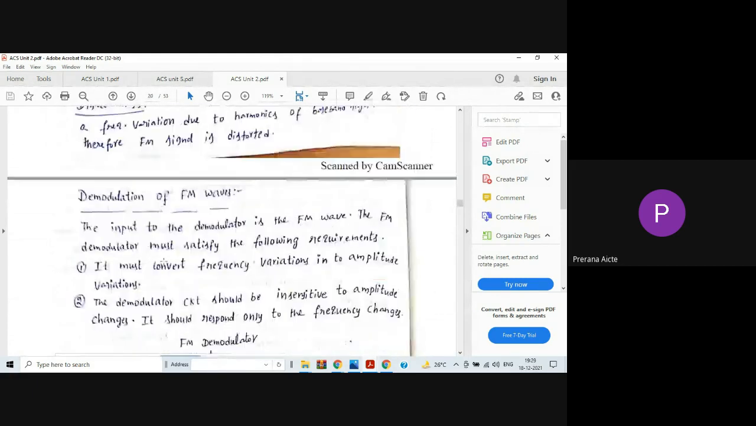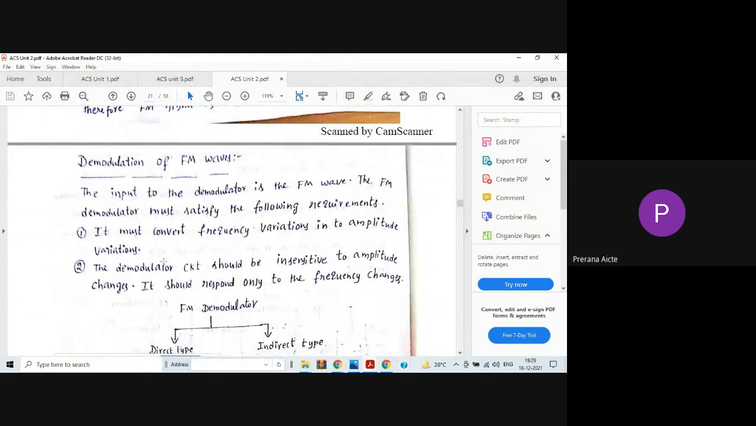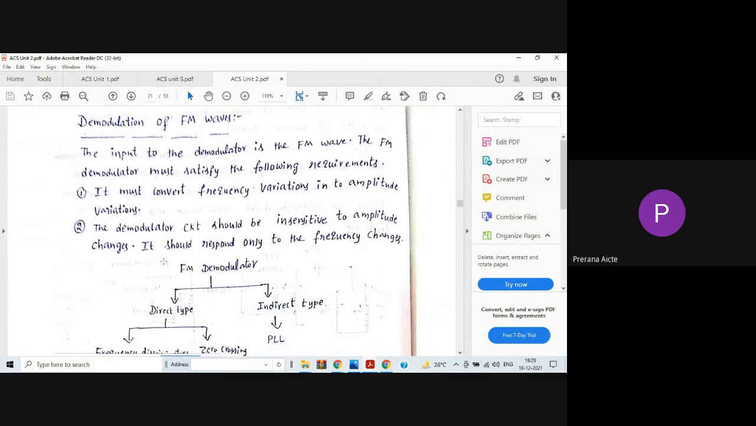That is nothing but demodulation of FM waves. So here, in order to get the message signal from the frequency modulated wave, we need to follow two steps. What is that? Here the input to the demodulator is FM wave. The FM wave demodulator has to satisfy the following requirements. What is that? The first one is it converts frequency variations into amplitude variations.